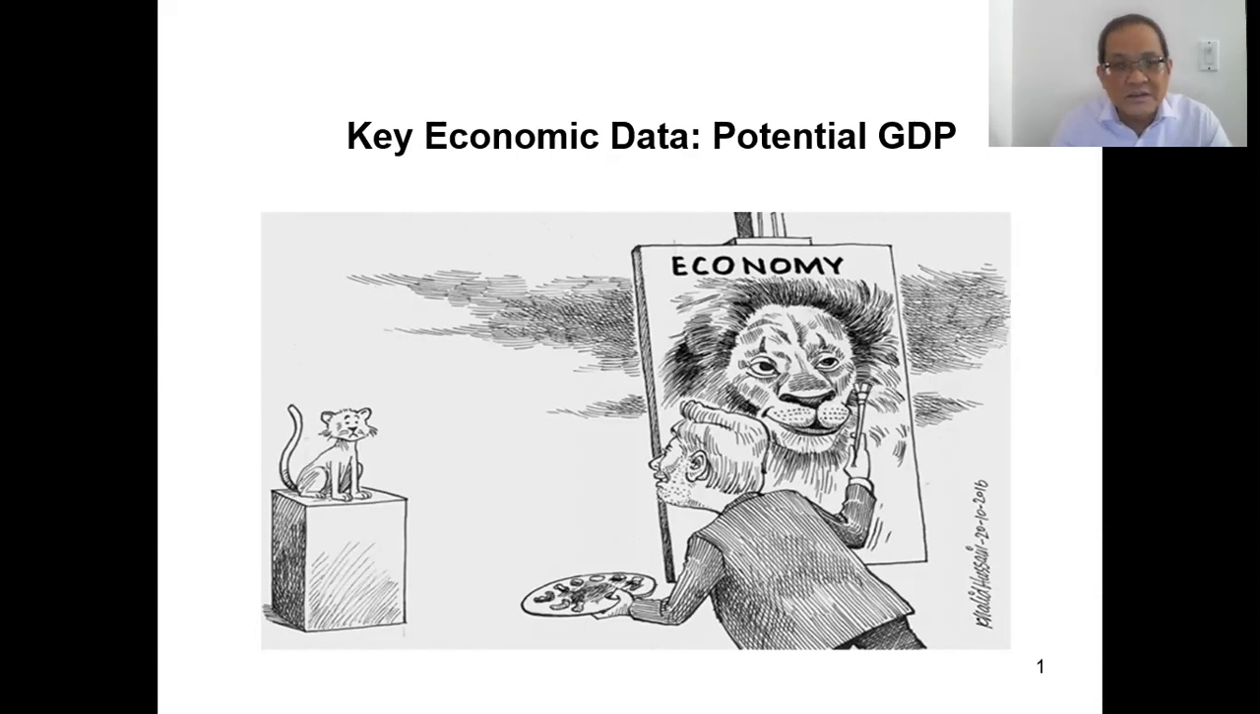And related to this potential GDP, we will be able to answer the question: how come 4% growth in the US is inflationary, forcing the Fed to tighten, but 4% growth in China would be deflationary, forcing the People's Bank of China to cut rates?